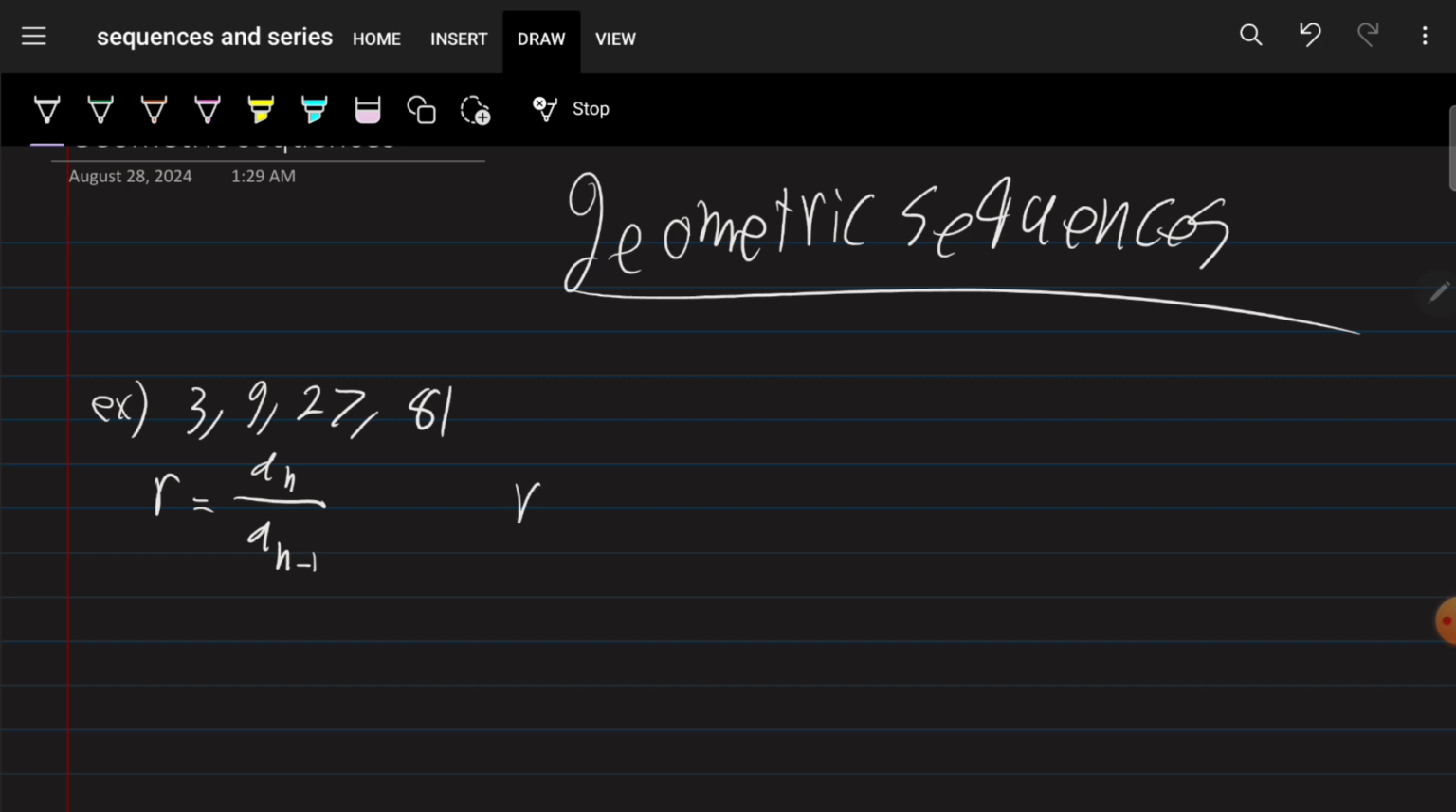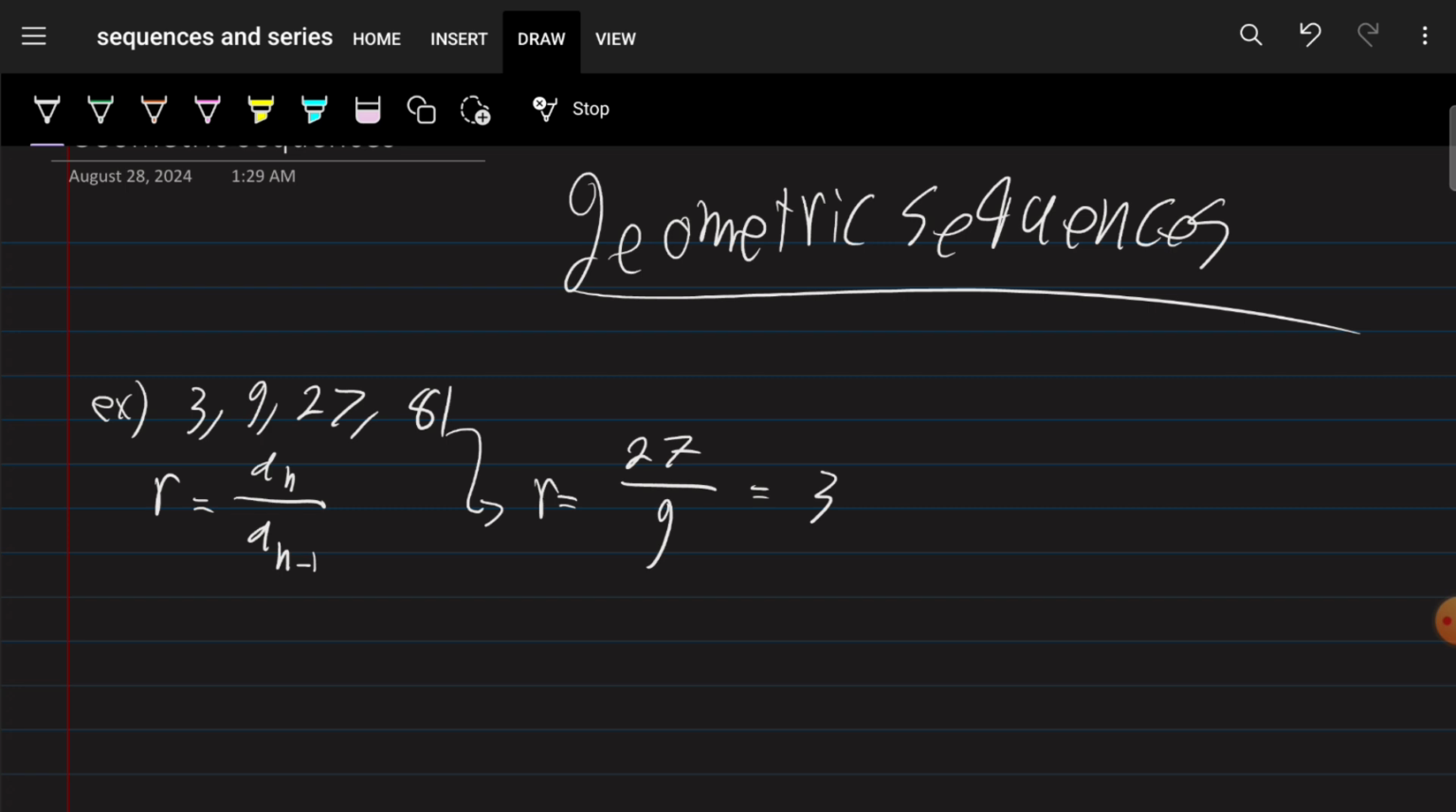So for this example, the common ratio is, we take any of these terms and divide it by the previous term. For example, I'll grab 27 and I'll divide it by 9. And of course, this is 3. Okay, so the common ratio here would be equal to 3.